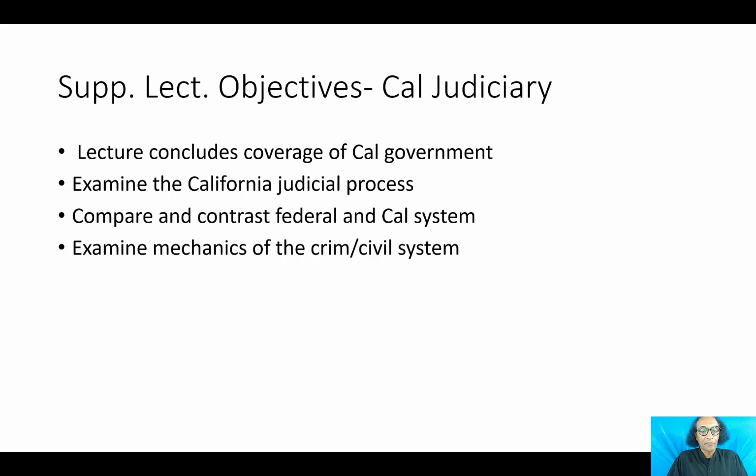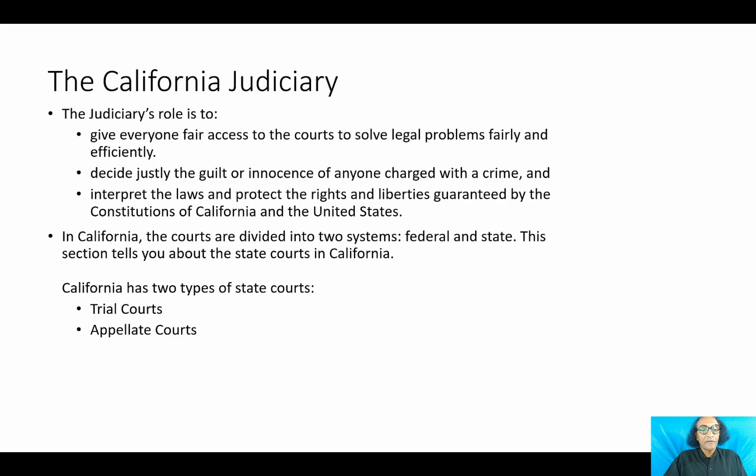We shall also try to compare and contrast the federal and California system, and then get into the nitty-gritty, the mechanics of the criminal and civil system in California. First, let's look at the role of the judiciary, and this role is not necessarily limited to the California judiciary. It is relevant to all the judicial branches, and that is to give everyone fair access to the courts to solve legal problems fairly and efficiently. That is also known as due process of law.